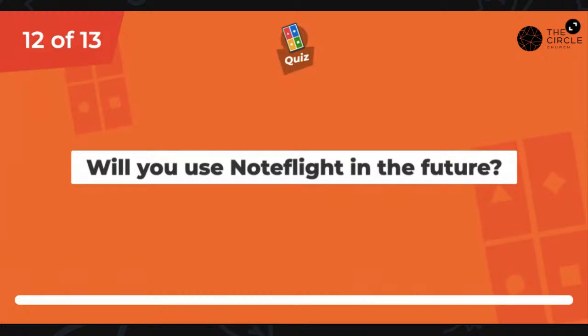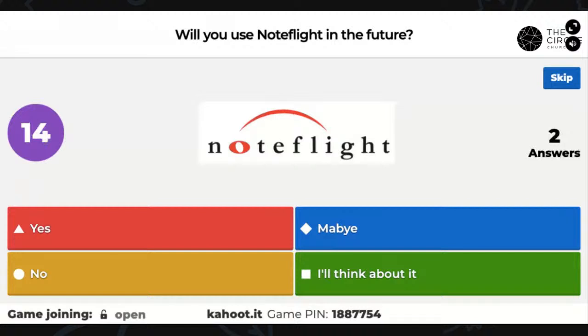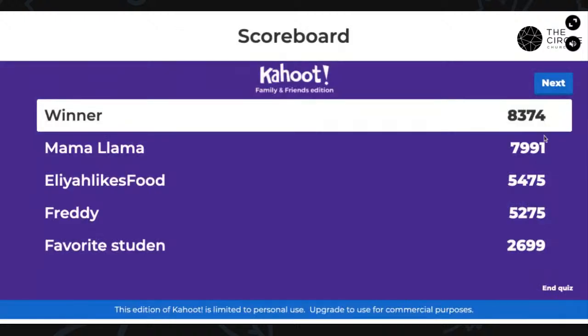Okay, will you use Noteflight in the future? Red is yes, blue is maybe, yellow is no, and green is I'll think about it. There is a right answer, but you won't get any points for it. Okay. Yeah. So there's no points for that, as you guys can see. Okay, winner's still in the lead.